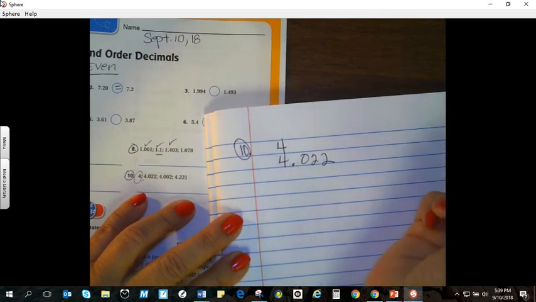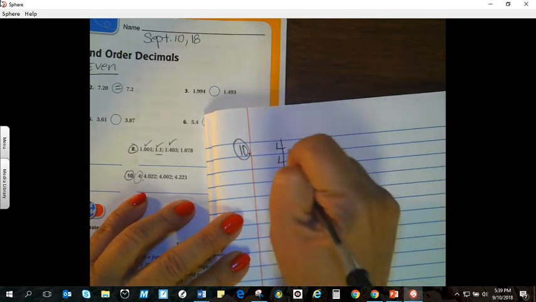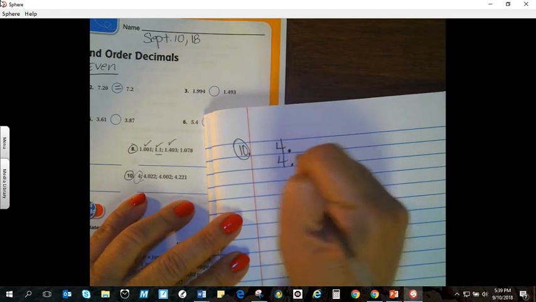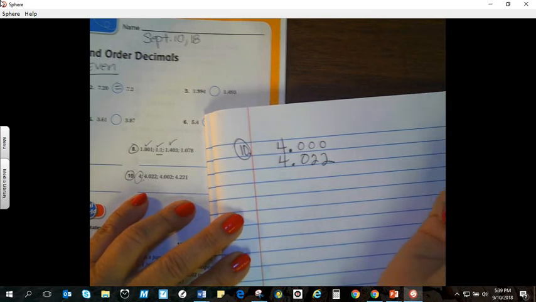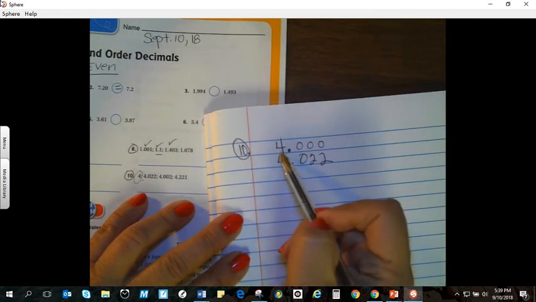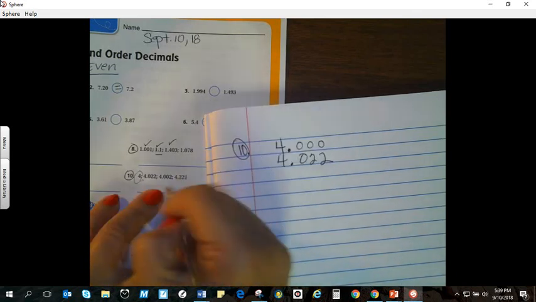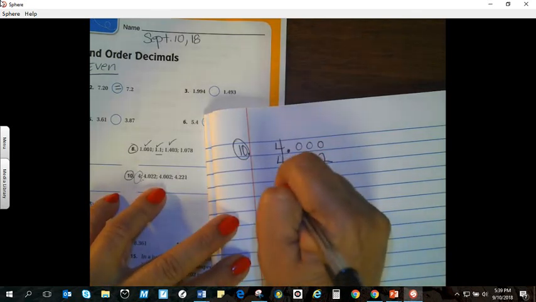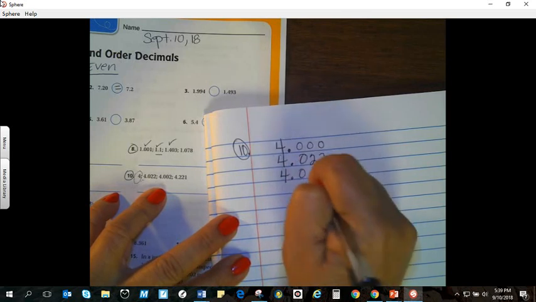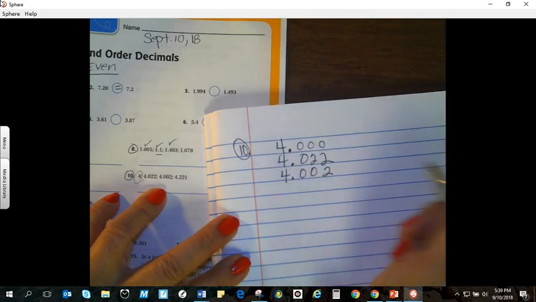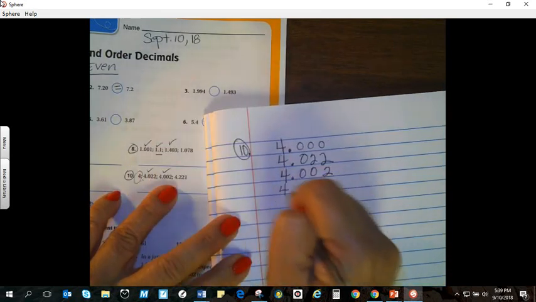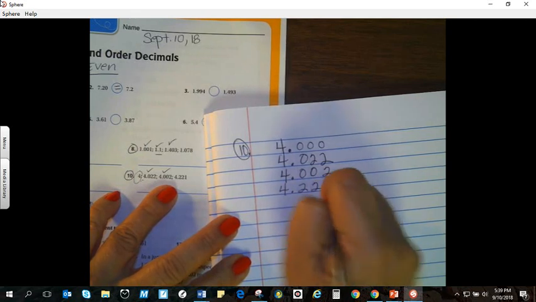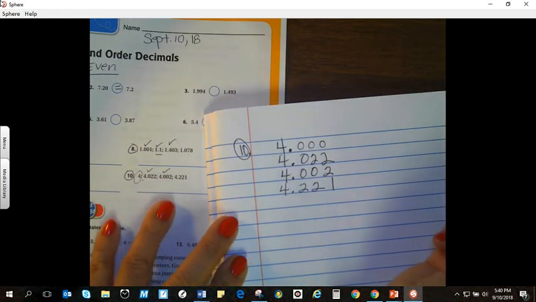Now remember, I have 4 wholes. I can put the decimal here. Do I have anything less than a whole? No. So I'm going to put 0 is my hero to hold those into place. Does it change the value? Is 4 wholes still 4 wholes? Absolutely. Now I'm going to take the next number, and I have 4 and 002, so it would be 2 thousandths. And my last set of numbers is 4 and 221 thousandths.